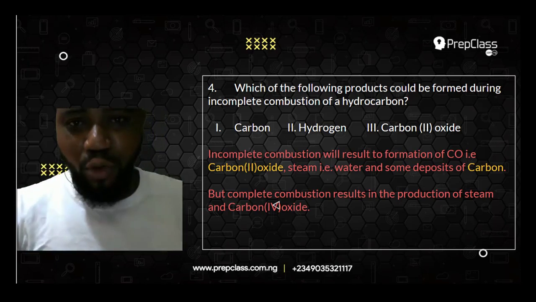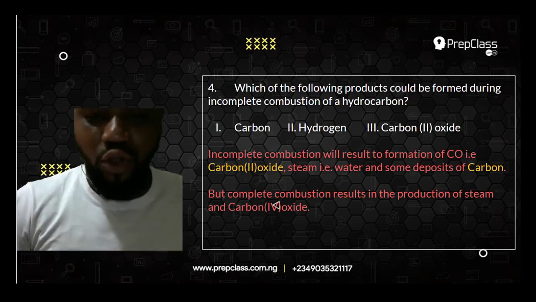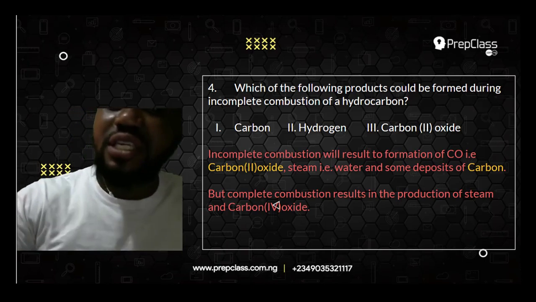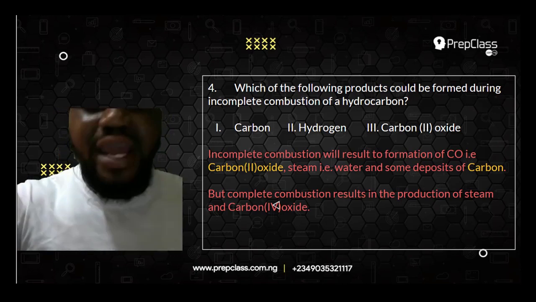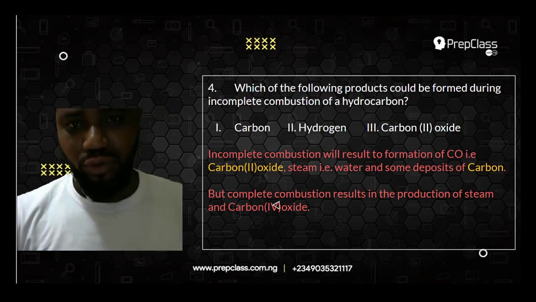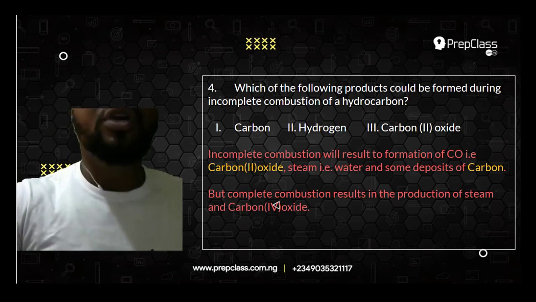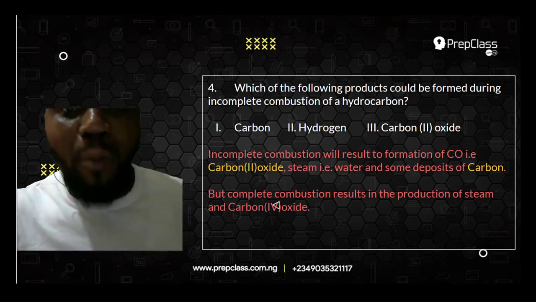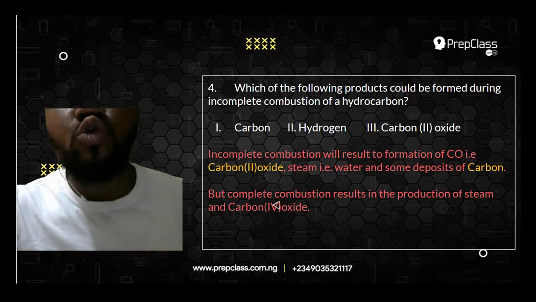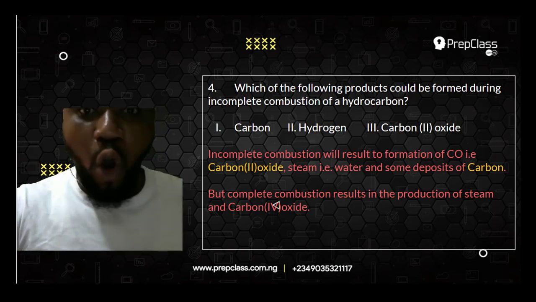Steam is the gaseous state of water. As you are boiling your water in the kettle, the smoke coming out from the mouth of the kettle is steam. So when a hydrocarbon burns completely, it gives rise to steam and carbon dioxide. But when it does not burn completely, there will be traces of carbon, because it was not burnt in plentiful supply of oxygen. There will be the production of carbon monoxide.